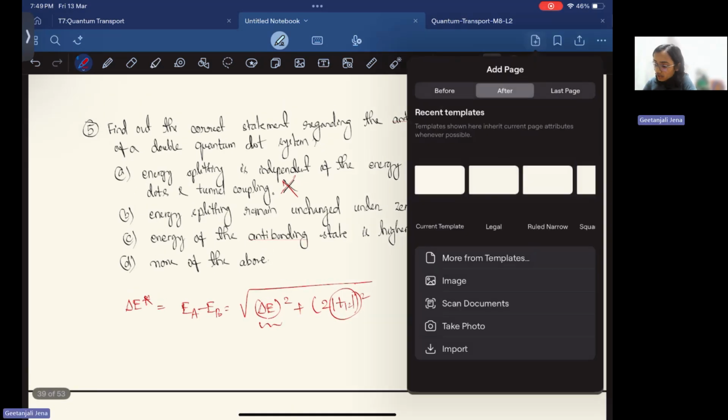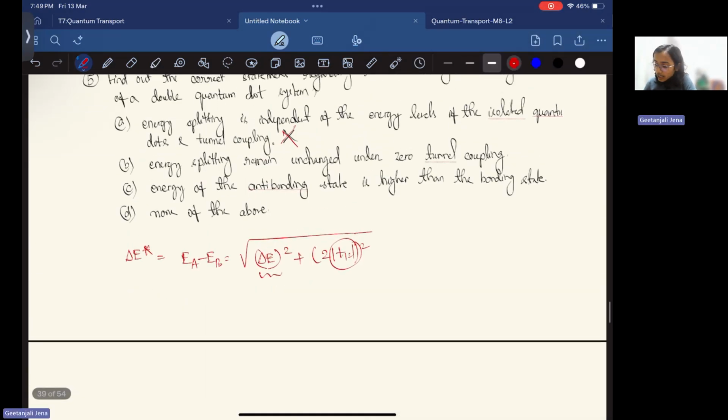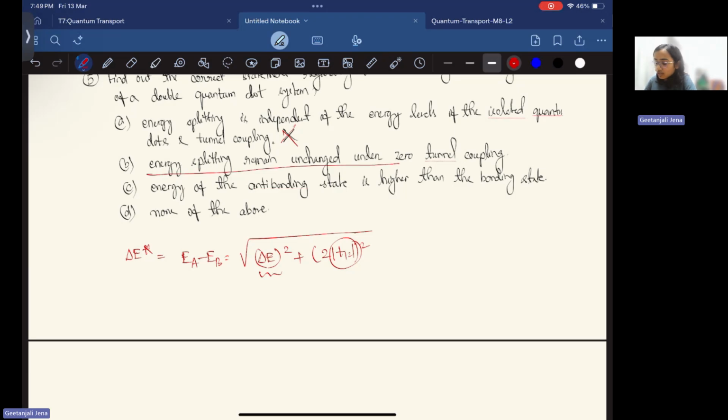Okay, let us see option B. Option B is energy splitting remains unchanged under zero tunnel coupling. Okay, so we have T12 equal to 0. So this means delta E star is delta E because in this equation T12 is 0. So this means this is E1 minus E2. So whatever energy splitting we had earlier, now we have the same energy splitting in case of zero tunnel coupling. So option B is one of the correct options.